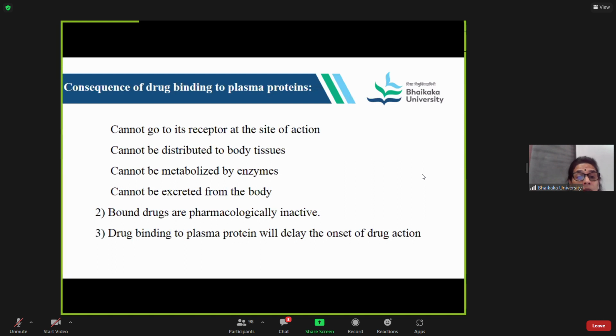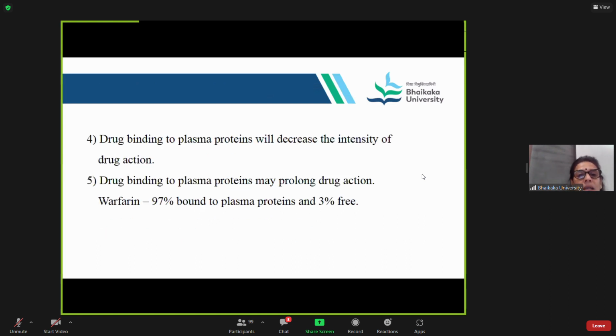Drug binding to plasma protein will delay the onset of action, of course, because it will stay bound at the protein site. So that may delay the action. These are the consequences of binding of drugs to the protein. The plasma protein binding will decrease the intensity of drug action. So a bound drug is pharmacologically inactive. The onset will also be delayed, and the intensity of the drug will also be less.